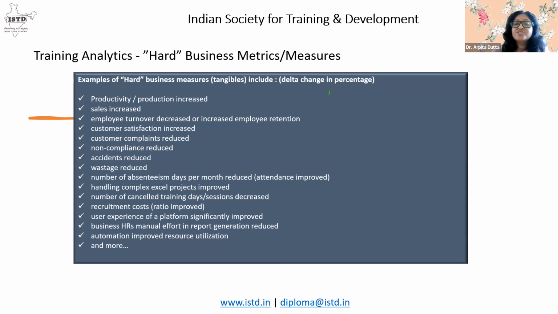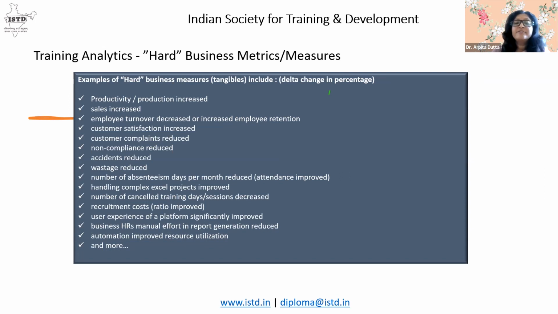Handling complex Excel projects improved. Number of cancelled training days decreased. Recruitment cost reduced and ratio improved. User experience of a platform, that emphasis platform I was mentioning, right? There could be different other platforms as well. So user experience of a platform significantly improved.